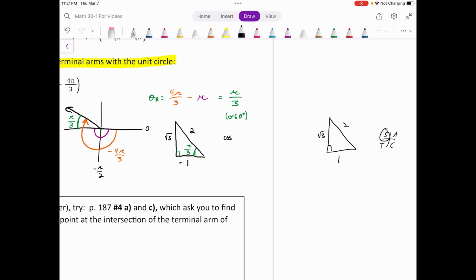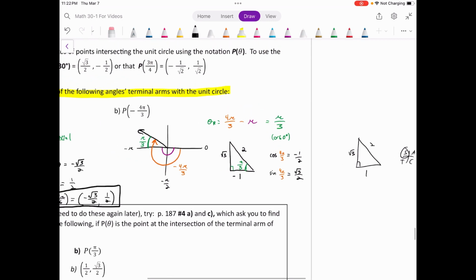So cosine of our 4 pi over 3 angle will be adjacent over hypotenuse, x over r: negative 1 over 2, okay? x is negative 1, r is 2. Sine of 4 pi over 3 will be opposite over hypotenuse, y over r, so positive root 3 over 2. And that's it. That's all we needed, right?